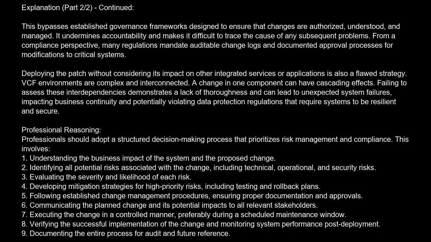Professional reasoning. Professionals should adopt a structured decision-making process that prioritizes risk management and compliance. This involves: 1. Understanding the business impact of the system and the proposed change. 2. Identifying all potential risks associated with the change, including technical, operational, and security risks. 3. Evaluating the severity and likelihood of each risk. 4. Developing mitigation strategies for high-priority risks, including testing and rollback plans.